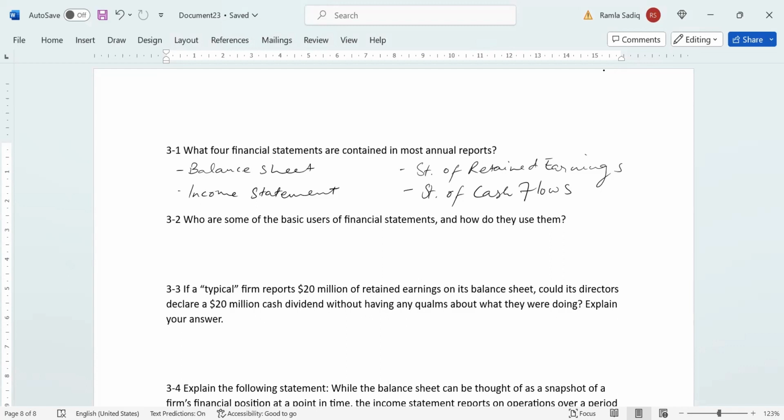Our second question is, who are some of the basic users of financial statements and how do they use them? Normally what we want to do is divide our users into internal and external users. Internal users of financial statements and external users of financial statements.